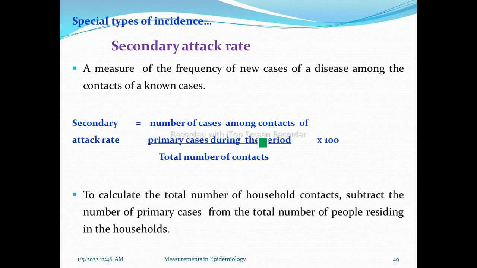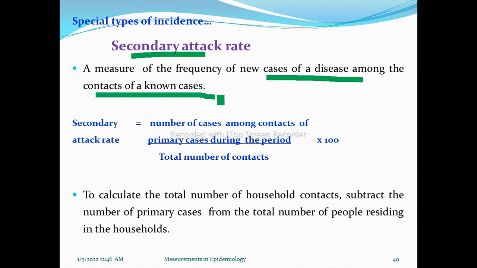So this is the finding. The second one is secondary attack rate. Secondary attack rate is a measure of the frequency of new cases of disease among contacts of known cases.